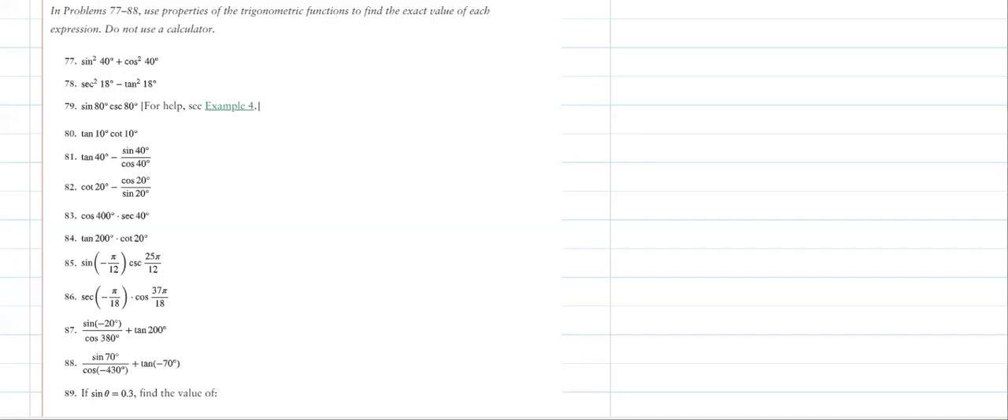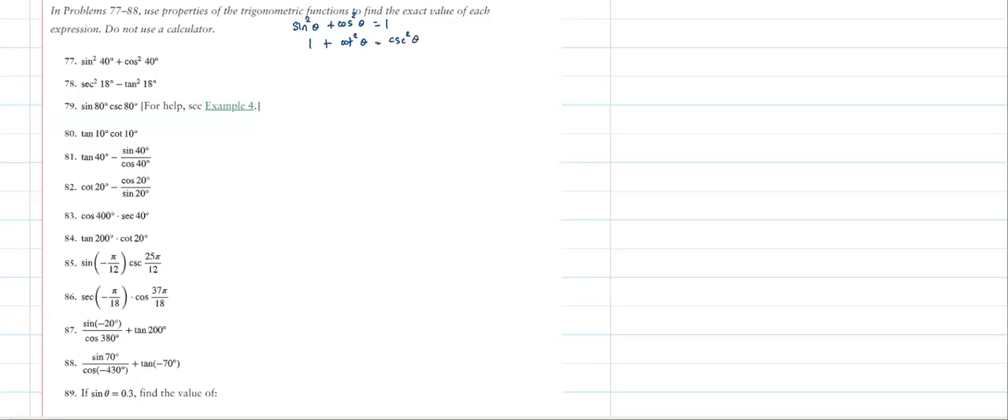Question number 77. The couple of trigonometric identities that we will look at is this. Sine squared of some angle plus cosine squared of the same angle is equal to 1. If you were to divide throughout by sine squared theta, you have 1 plus cotangent squared theta is 1 over sine squared, which is cosecant squared theta.